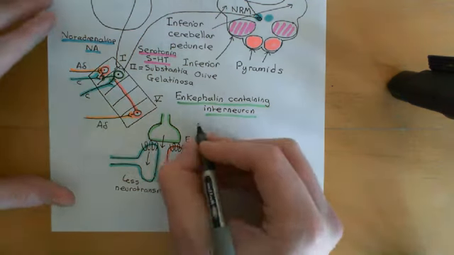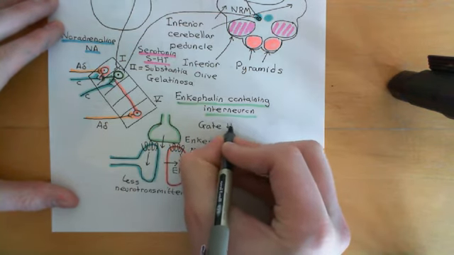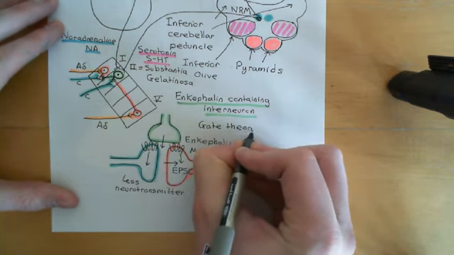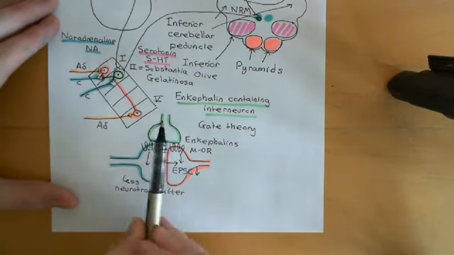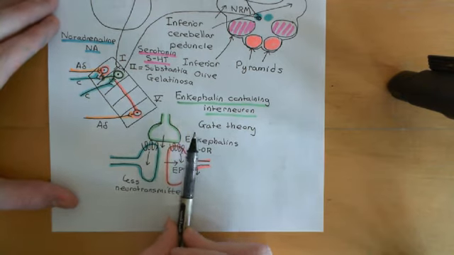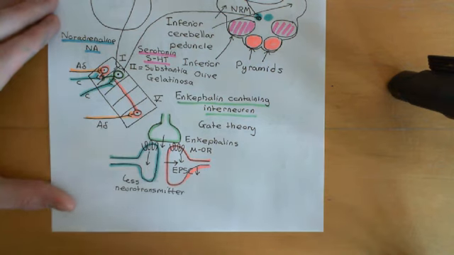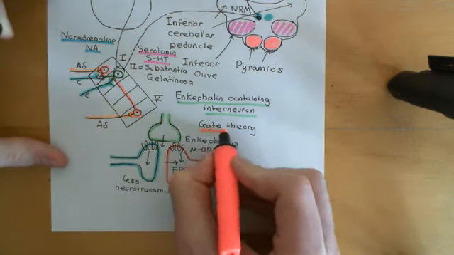Okay, and this concept is what's known as the gate theory of pain, because effectively these enkephalin-containing interneurons are closing the gate. They're closing the ability of the primary nociceptive afferents to actually induce activity in the second-order spinothalamic projection neurons. Okay, so that's what people mean when they talk about the gate theory.